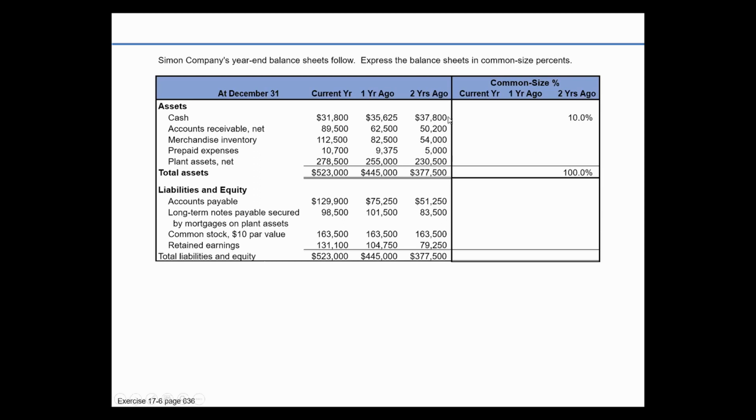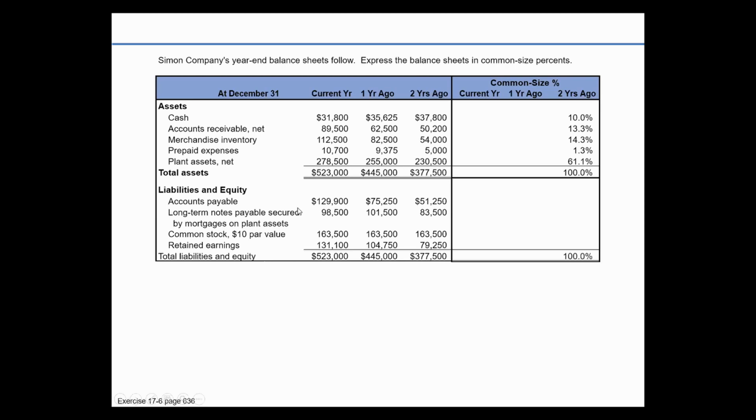So 37,800 divided by 377,500, that's going to give you 10%. You could do the same thing then for the accounts receivable, 50,200 divided by 377,500 is going to give you 13.3. And you can just do the same thing then for each of these. But if you add these up, they should equal out to 100.